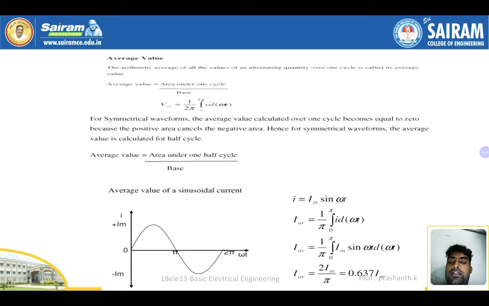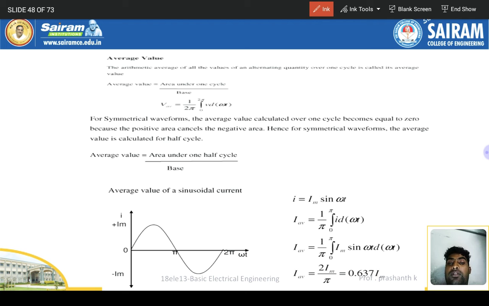Let us discuss the continuation of Module 1b, average value. Average value is the arithmetic value of all the alternating quantities over one cycle. The base is pi, or you can take 2 pi, but for the average value, a symmetrical waveform will be there, so you have to take one half cycle. If you took a full cycle, you will get zero, because the pi and pi, the 2 pi cycle, cancel each other, so you will get zero average. So the average must be over a half cycle.